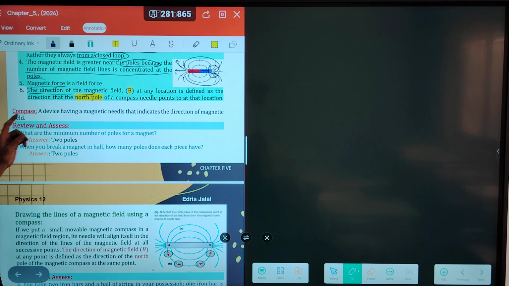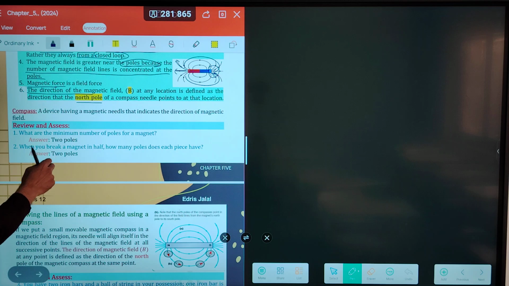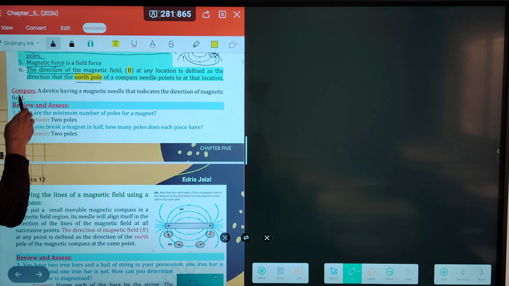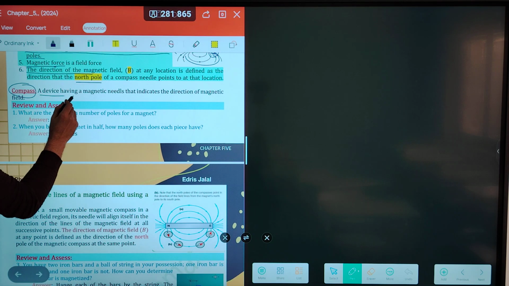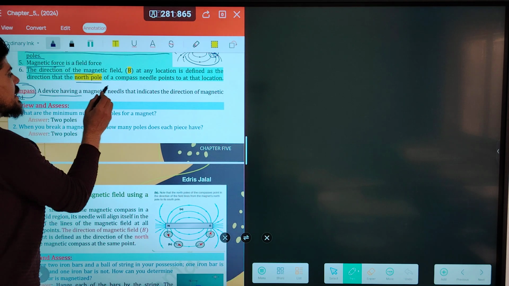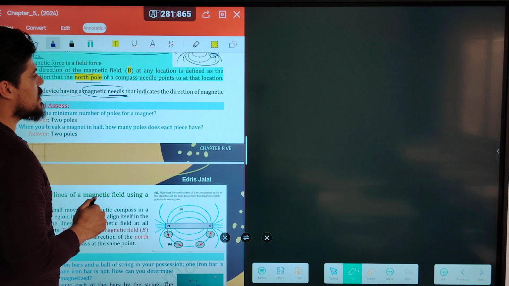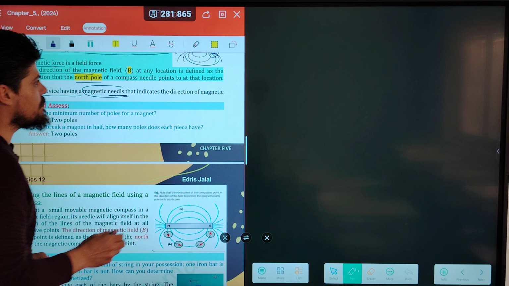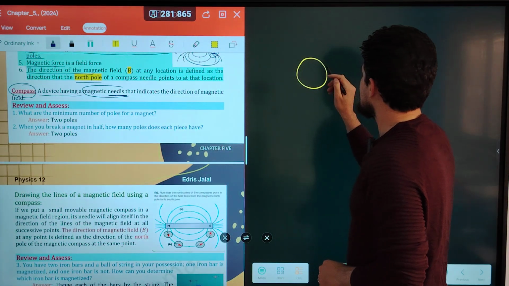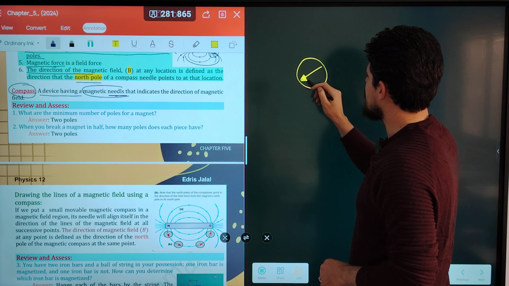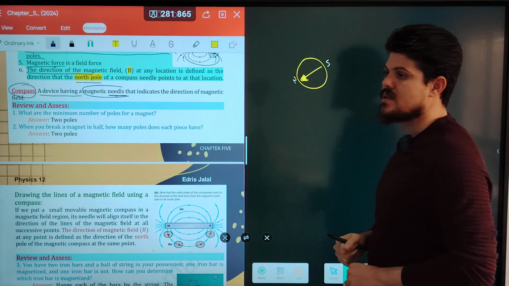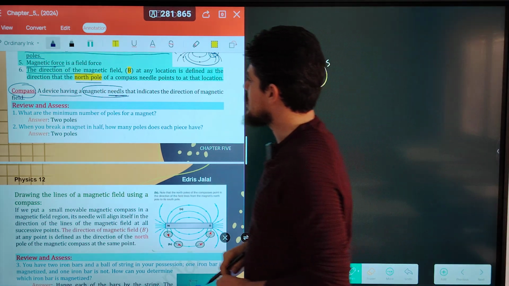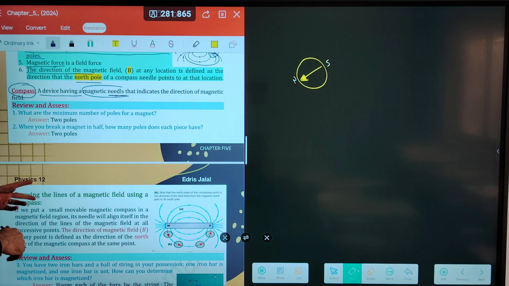The direction of the magnetic field at any location is defined as what? The direction that the north pole of a compass needle points to at that location. The compass always indicates the north pole for the magnetic field lines. What is a compass? A device having a magnetic needle that indicates the direction of the magnetic field. This is the magnetic needle. This end is north and this end is south. So we can determine the magnetic field direction.